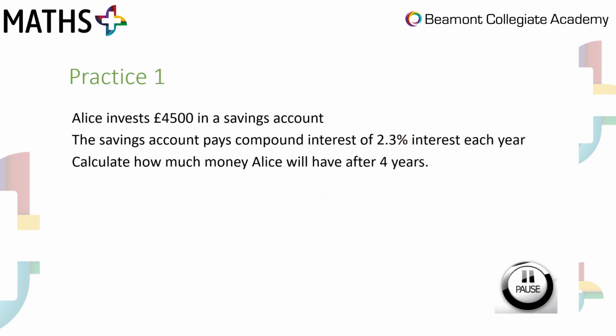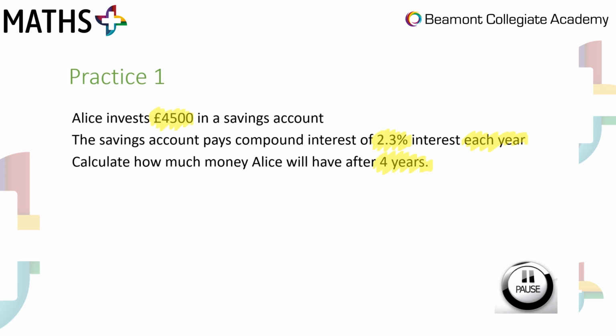Okay, your turn now then. So have a read of this question, highlight the key bits of information, and then have a go at that question. Right, this time we've got Alice invests 4,500. The savings account pays her 2.3% interest each year. And we want to know how much will Alice have after 4 years.